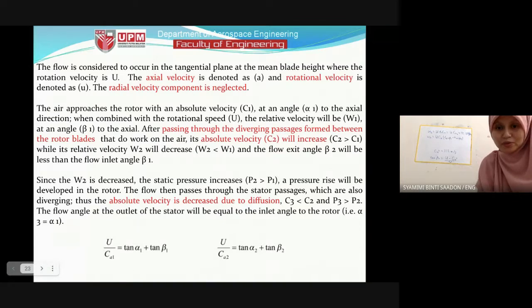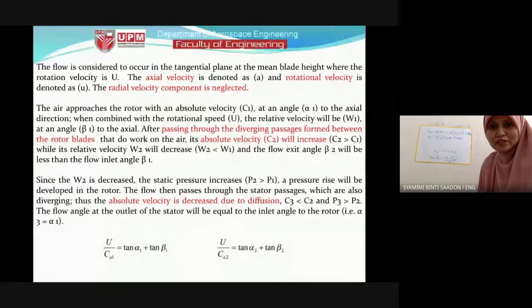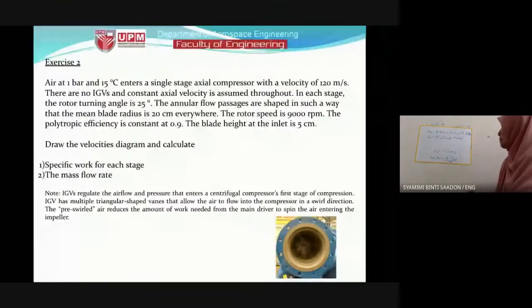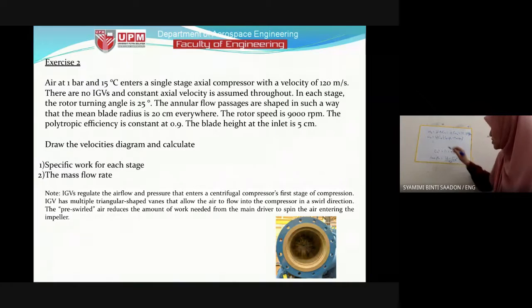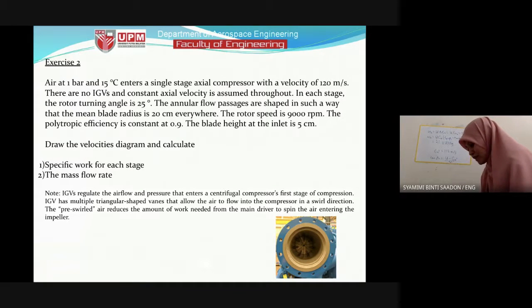U1, CU, CA1. It's okay, I use this one. So you can also use CA times tangent beta 1 minus tangent beta 2, because we have the tangent relations. So the answer will be the same, around 21 kilojoules per kilogram. So this is the equation for W, the specific work.